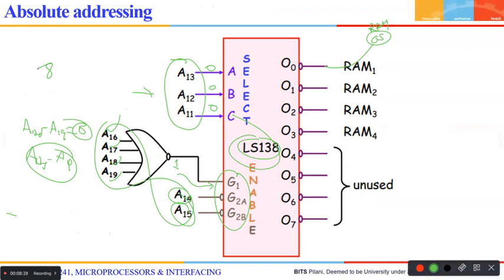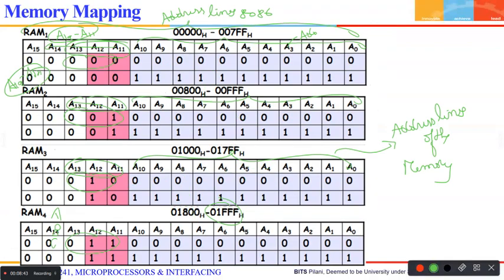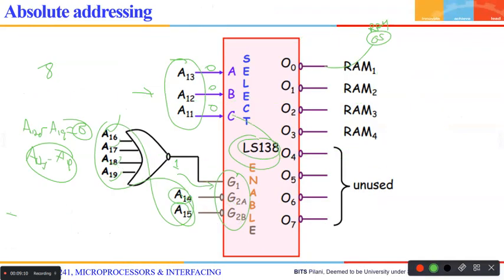Now let us generate some address. Tell me, which address should I generate? Your address has to be in this range, right? Okay, 0000 to 07FF. So which address do you want? 006F. Which RAM is it supposed to be? RAM 1, right? Now let us see from this circuit whether this address is going to select it or not.